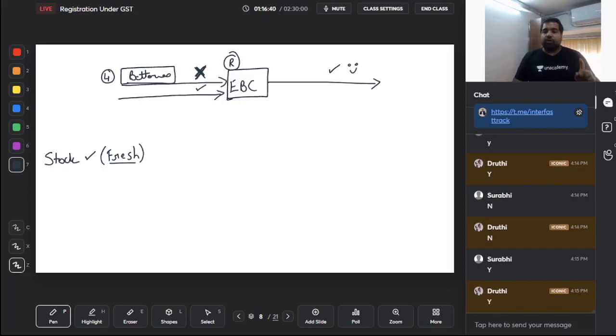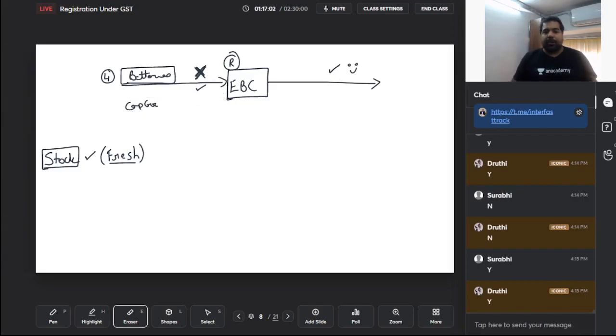That means the stock should be not older than 1 year from the effective date. So your date is 4th August or 6th August. So from 6th August 22, you have to go 1 year back. The stock should be purchased during that period. That means the stock should be fresh. But guys, they also had purchased some capital goods.